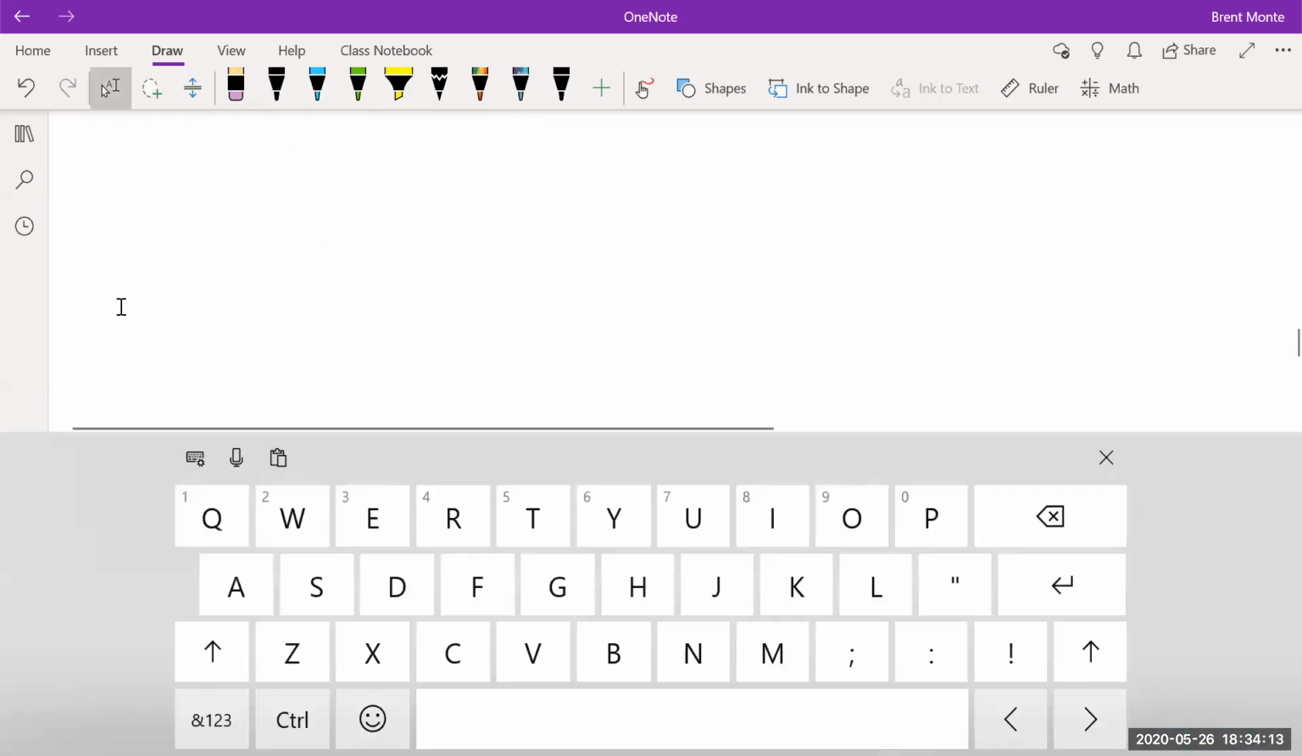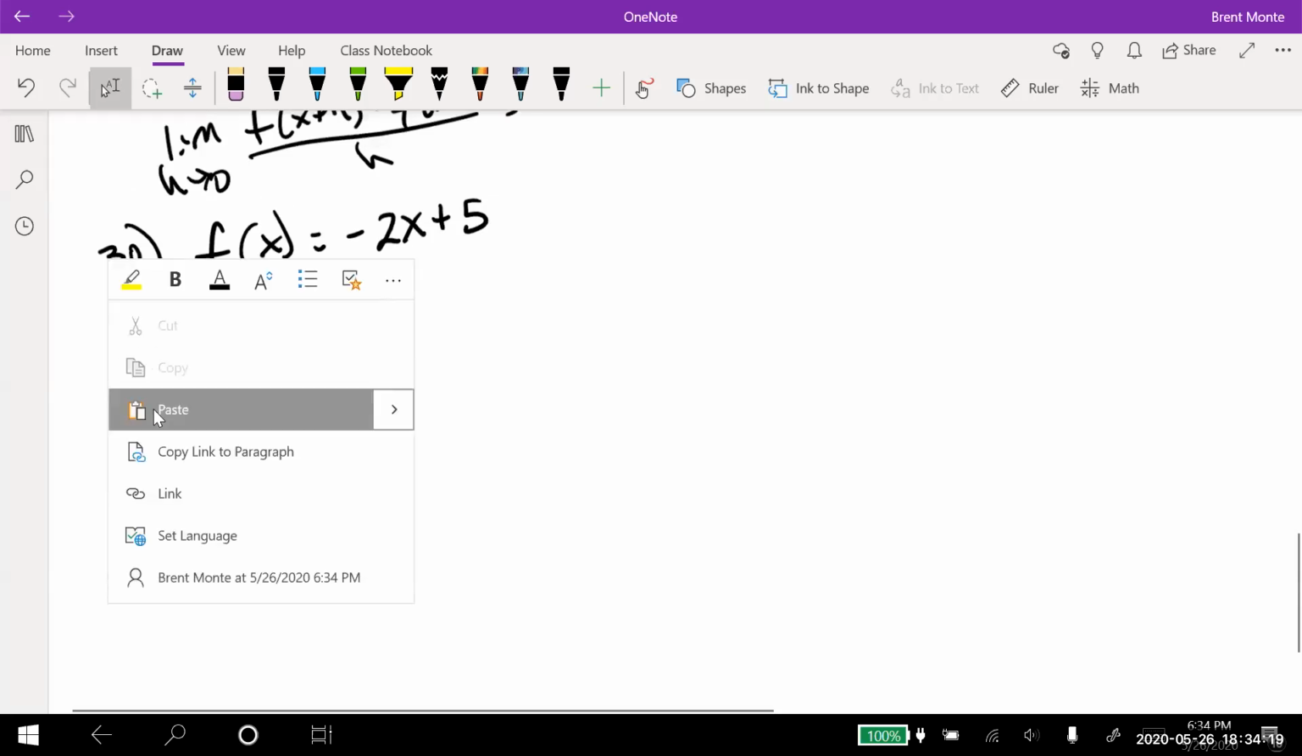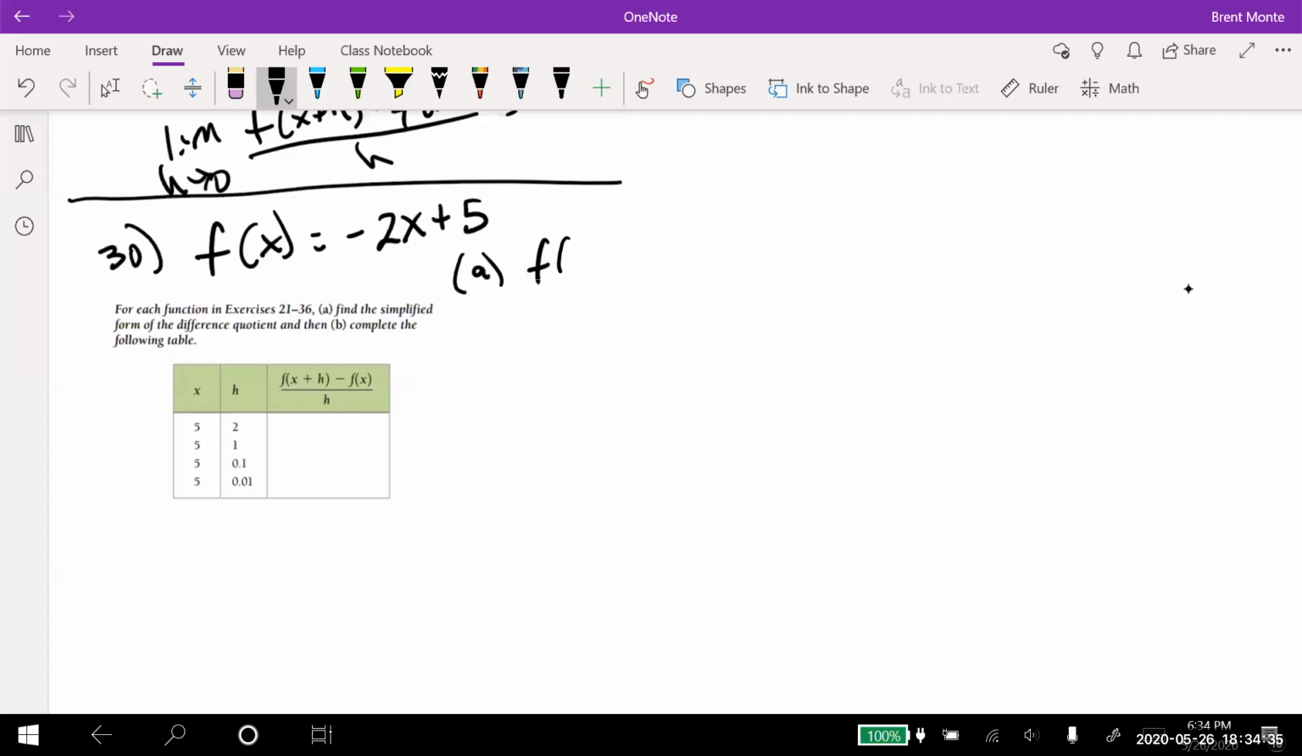Again, they're asking us to do the same thing. So let me post that again, and we're going to fill this out. So this is for problem 30. So we're just starting a new problem here. For part A, we have to find the simplified form of the difference quotient. So for part A, we want f of x plus h minus f of x all over h.